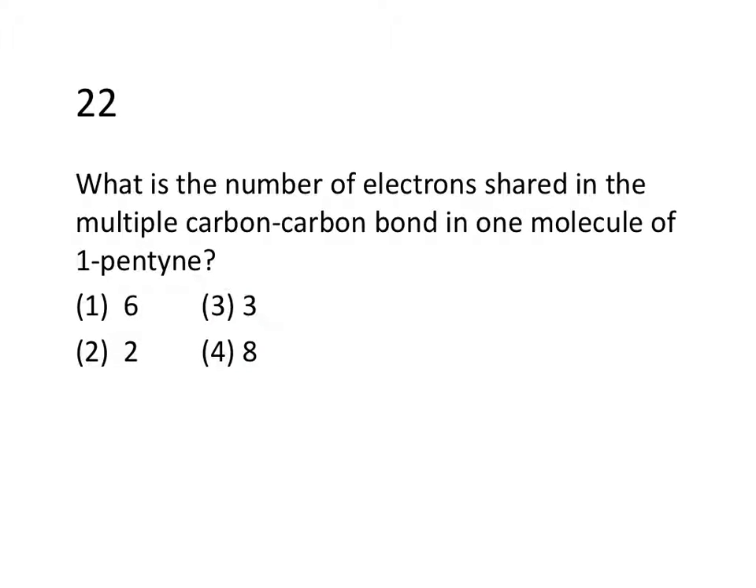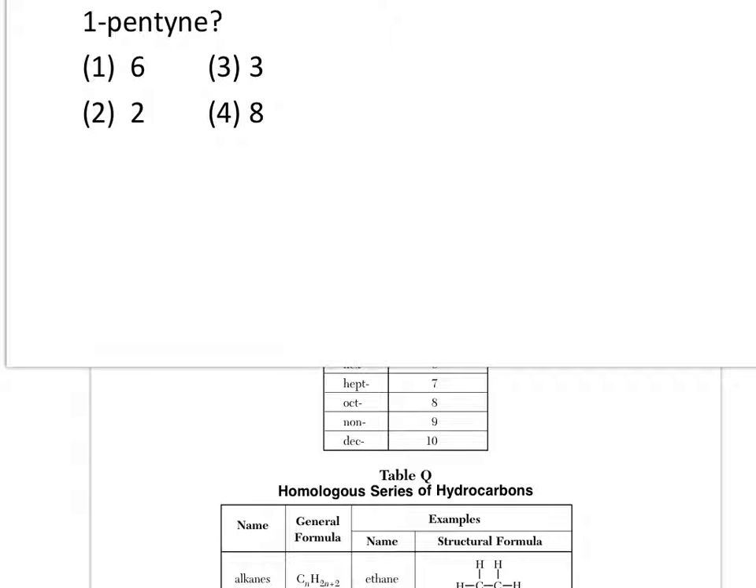What is the number of electrons shared in a multiple carbon-carbon bond in one molecule of 1-pentyne? So we want to take a look at this code right here, Y and E. If we look at Y and E, we can see that this is an alkyne. An alkyne has triple bonds. So if we look closely at a triple bond, what they want to know is the number of electrons shared in a multiple carbon-carbon bond.